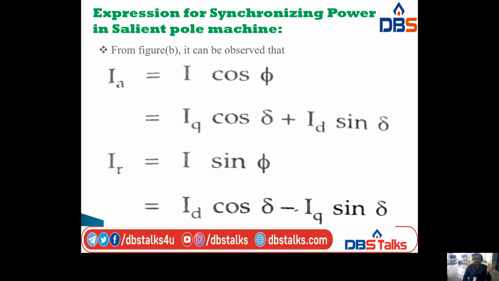Next, from diagram B, that is from the other phasor diagram, it can be observed that IA, that is the armature current, is equal to I cos phi. The I current is divided into two components, that is IQ and ID. So I am writing this equation as IQ cos delta plus ID sin delta, and the resultant current IR is equal to I sin phi. So here also it consists of two terms, ID and IQ. So here I am writing ID cos delta minus IQ sin delta. These are the armature current and resultant current of the second phasor diagram.